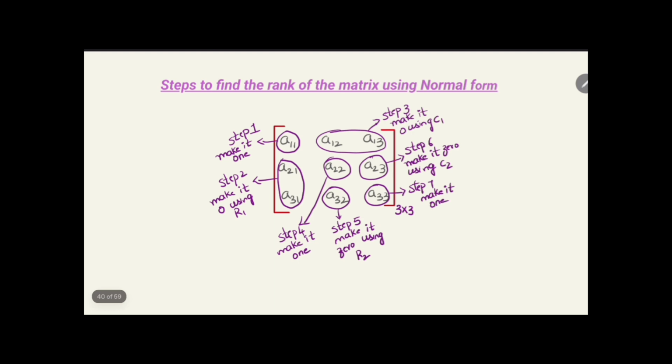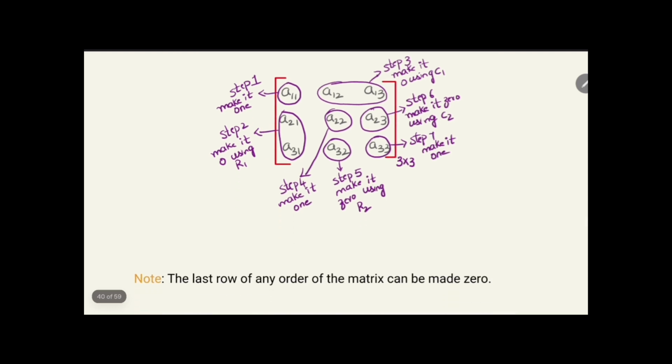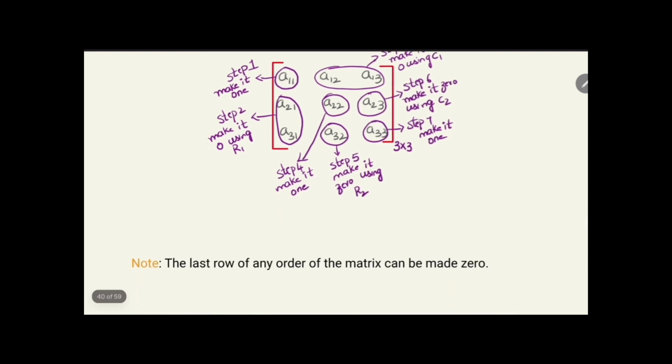Is that clear, students? And one more point we have to make a note of: the last row of any order of the matrix can be made 0. It is not compulsory that the last diagonal element should be 1. No, there is no compulsion. This complete row can be made 0.